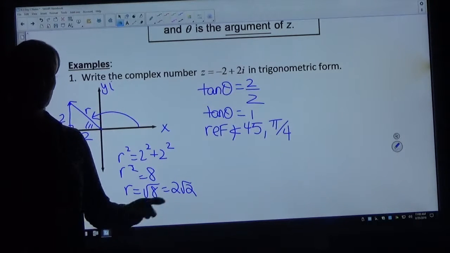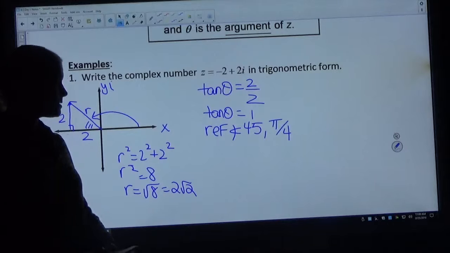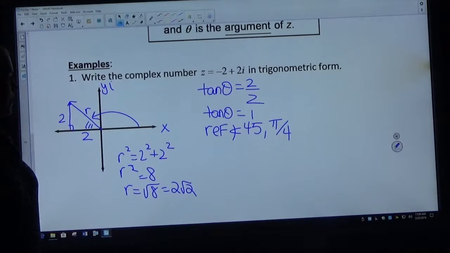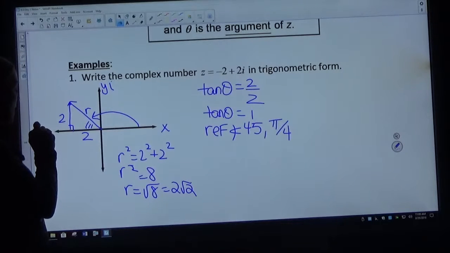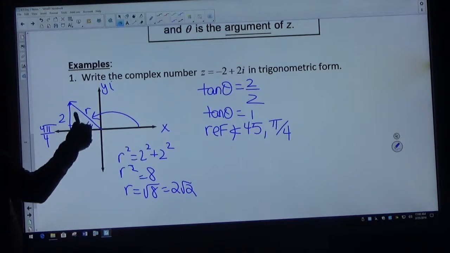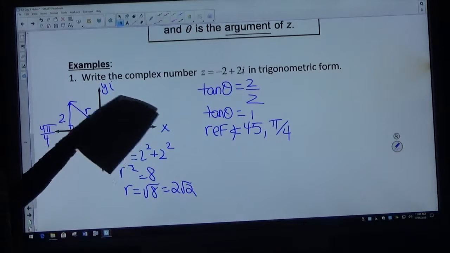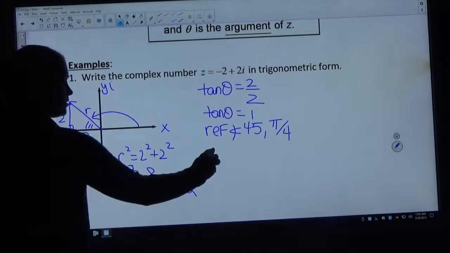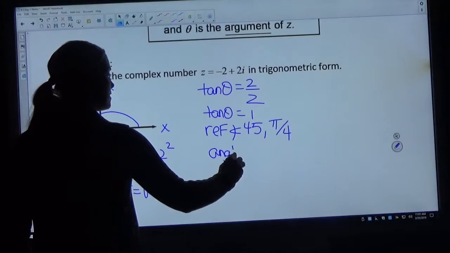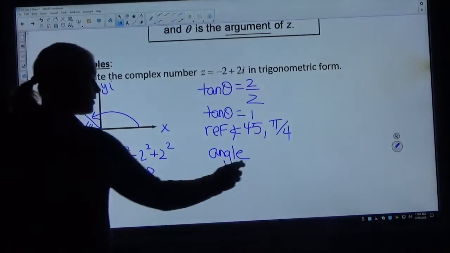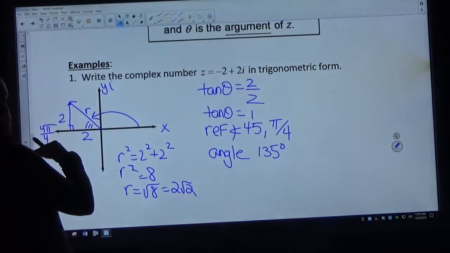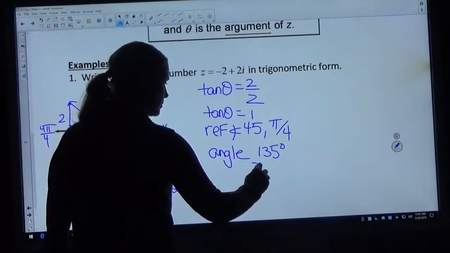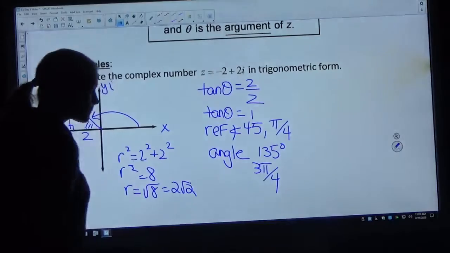Again, it doesn't matter. You can give an answer in degrees or in radians. Both will be totally fine. All right, so if this reference angle is 45 degrees, and this is 180 or 4 pi over 4, what angle is that in that larger angle that I'm looking for? So the angle is going to be either 180 minus 45, which is 135, or 4 pi over 4 minus 1 pi over 4, which is 3 pi over 4.